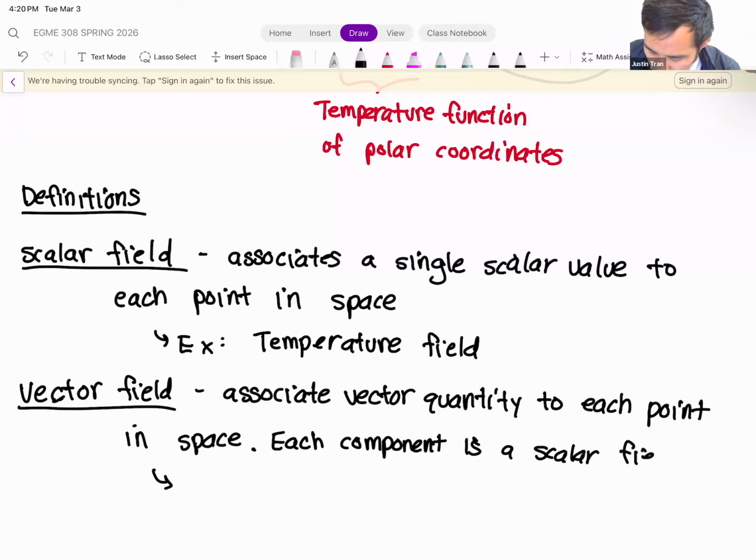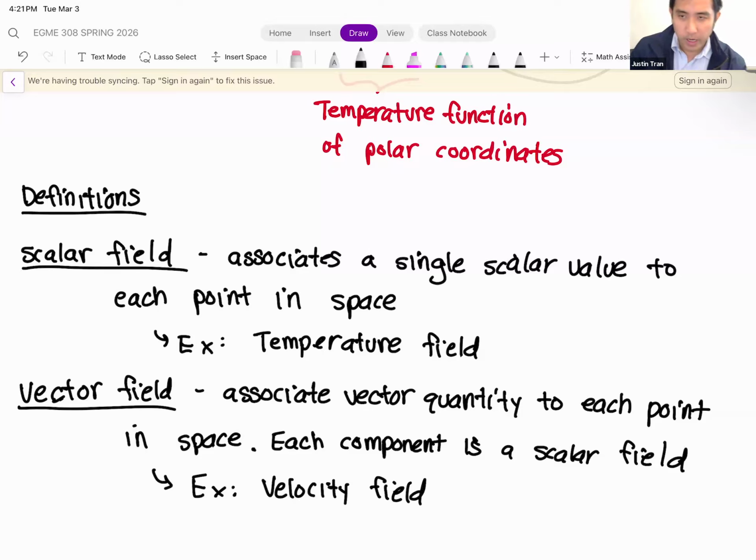Okay. In fact, you can treat each component of the vector field individually as a scalar field. Let me give you an example of this. We've already seen one today, the velocity field. I messed up the notation above. Typically when you have a vector field, we use an arrow to denote the fact that it's a vector, right?